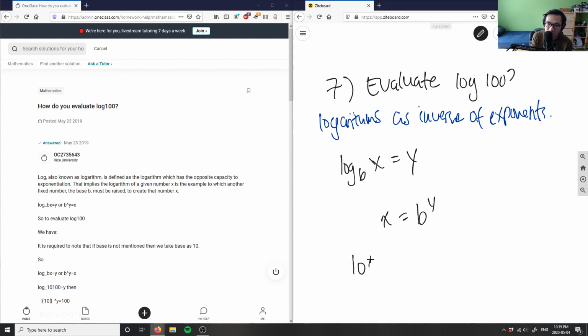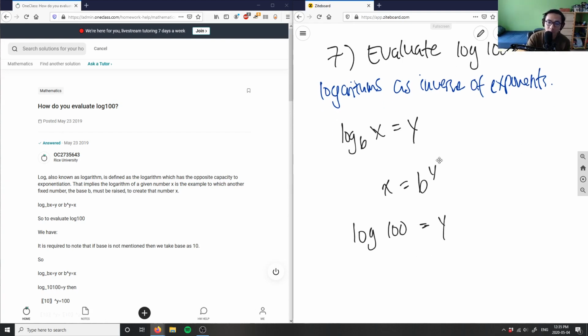So knowing this, we have log of 100, we have log of 100 equals our y, right? We don't know what log of 100 is, but we know that log here is always base 10. If the base is not mentioned, we have to assume that this is log base 10. So knowing this logarithmic rule, if log base b, and in this case b is 10, of x, which is 100, equals y, then x, which is 100, equals 10 to the power of y, right?